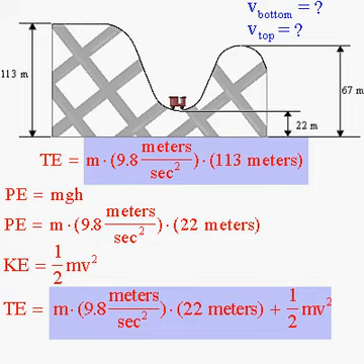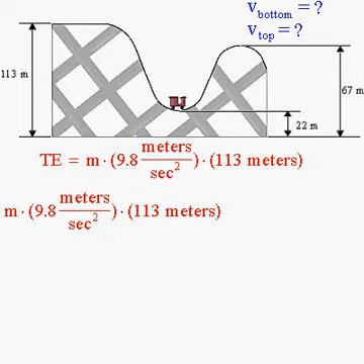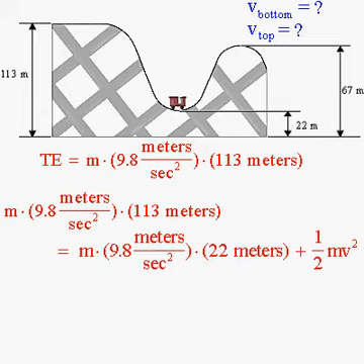So the two expressions I have in blue there have to be equal to each other because they both represent the total energy of the roller coaster, and that is not allowed to change. Well, let's set them equal to each other then. Let's take the top expression, m times 9.8 meters per second squared times 113 meters, and set it equal to the expression we just developed. Now, unfortunately, the board is not wide enough, so I'm going to have to continue this on the next line. But that expression there equals the expression we just developed, m times 9.8 meters per second squared times 22 meters plus 1/2 mv squared.